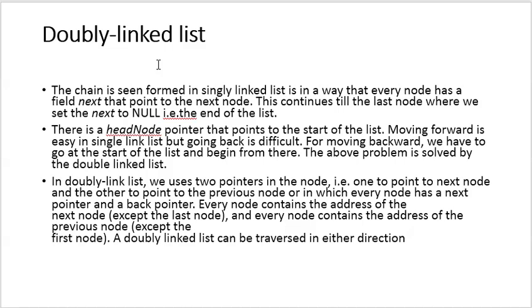Every node contains the address of the next node except the last one. The last one will have only the address of the previous node, as it is the last, so its next pointer will be pointing to null. Every node contains the address of the previous node except the first node. So the first node will only be pointing to the next node. A doubly linked list can be traversed in either direction.